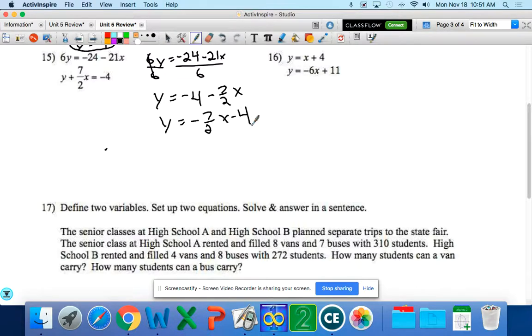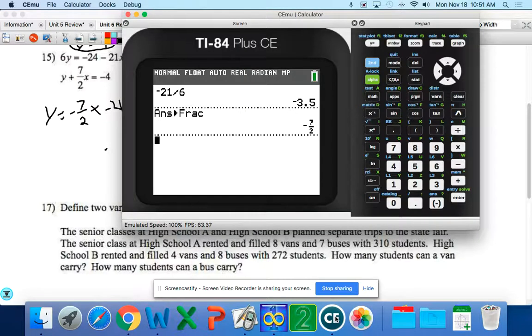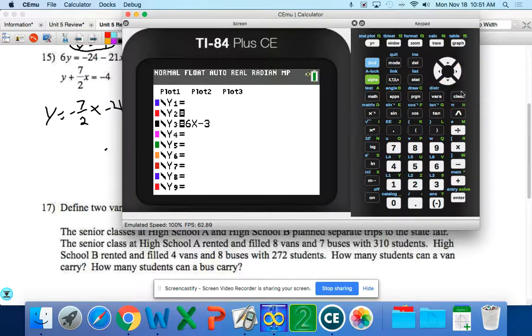For this second equation, all I have to do is subtract 7/2 x from both sides. When I do that, I get y equals negative 7/2 x minus 4. And I go to graph both of these equations. Most of you can probably already see what's going to happen.